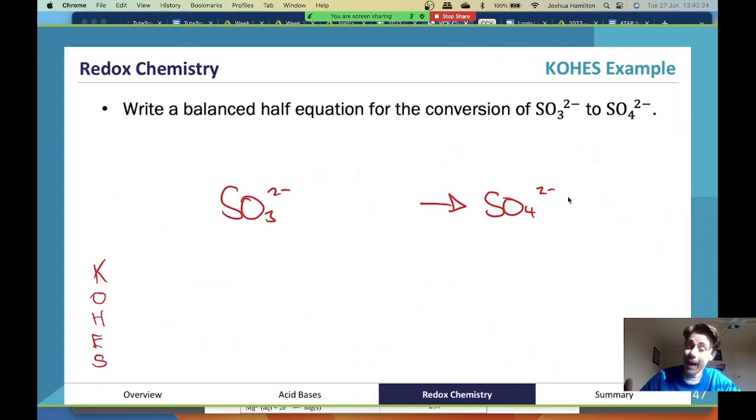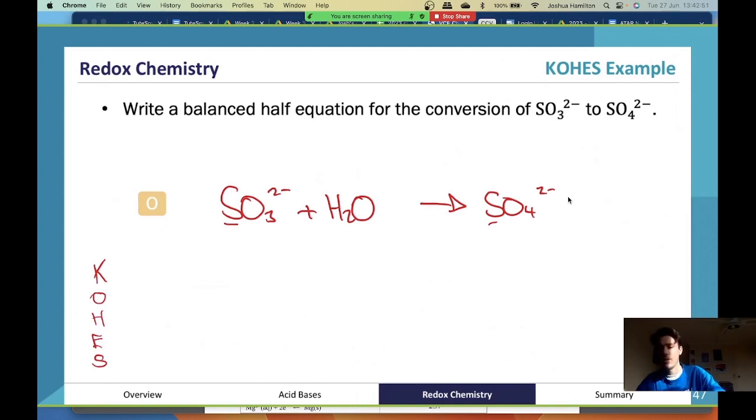Start off with K, key elements. What are our key elements here? Sulfur is our only one, and there is 1 sulfur on either side, so we don't need to balance. We can skip that step. 2, oxygen. I need to balance my oxygens. I have 3 here and 4 there, so I'm going to need to add 1 H2O here. Sorry, I had 4 on that side and 3 on this side. Therefore, I need to go from 3 to 4. I now have 4 and 4.